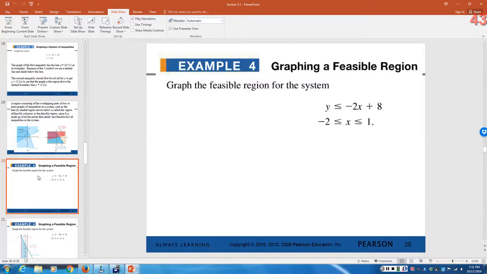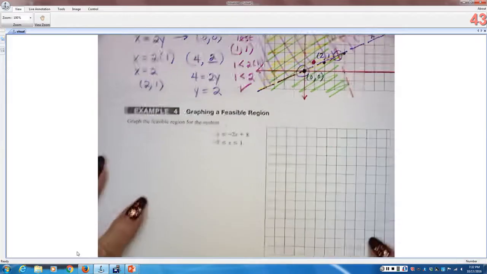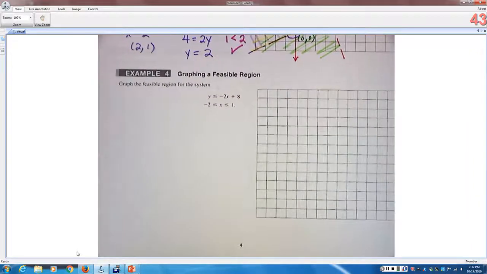So we're going to do one more, and this one's a little bit different. We want to graph the feasible region for the system y is equal to or less than negative 2x plus 8, and x is only between negative 2 and 1. Those are the only feasible values for x for whatever reason, since this is not an application. So the way that we're going to do that is we're going to graph y equals negative 2x plus 8. We're going to go ahead and do that on paper first, before I show you the final result.